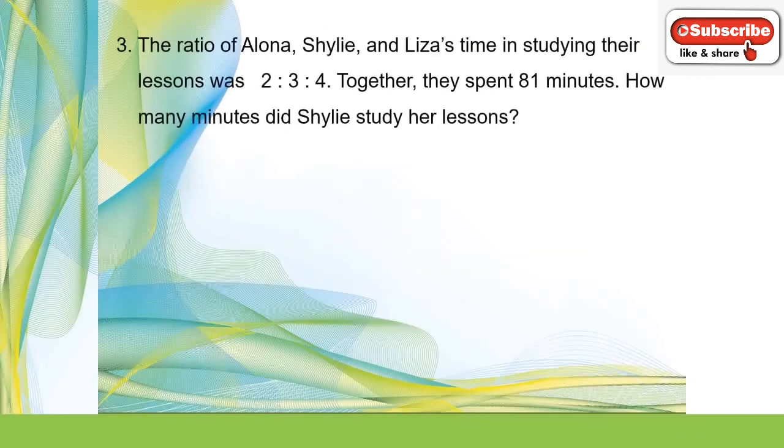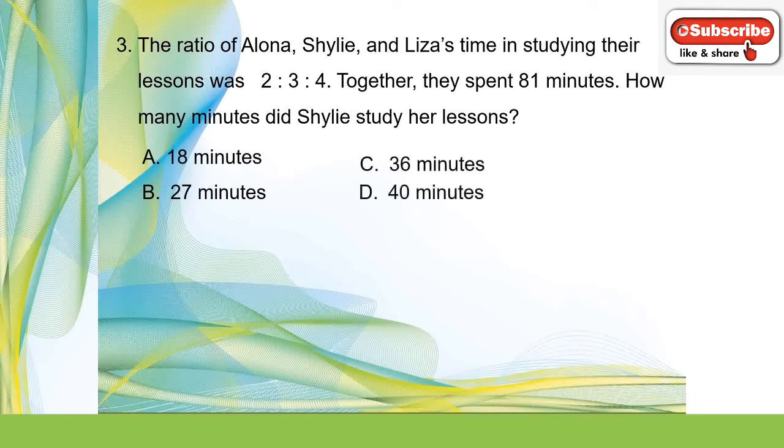Number 3. The ratio of Alona, Shiley, and Liza's time in studying their lessons was 2:3:4. Together, they spent 81 minutes. How many minutes did Shiley study her lessons? A. 18 minutes, B. 27 minutes, C. 36 minutes, D. 40 minutes. Write your answer now. Time is up. The correct answer is letter B.